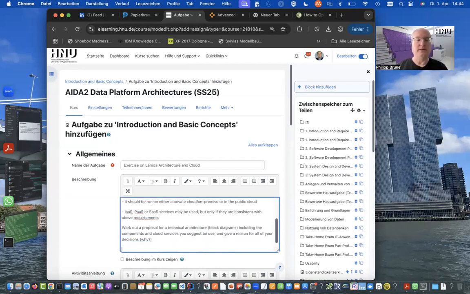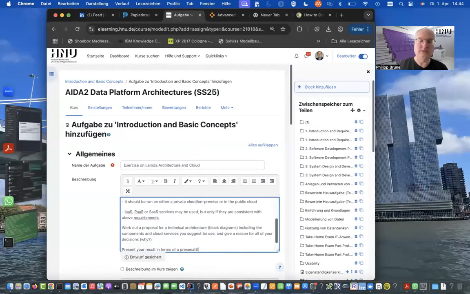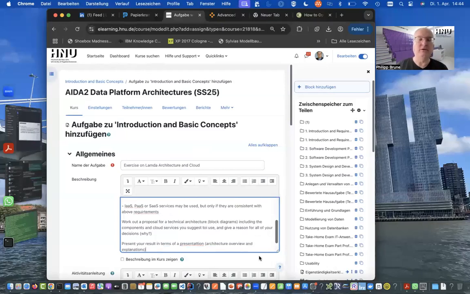And so the result would be a presentation, including the architectural picture and explanations, reasons, and so on. So that's the goal.